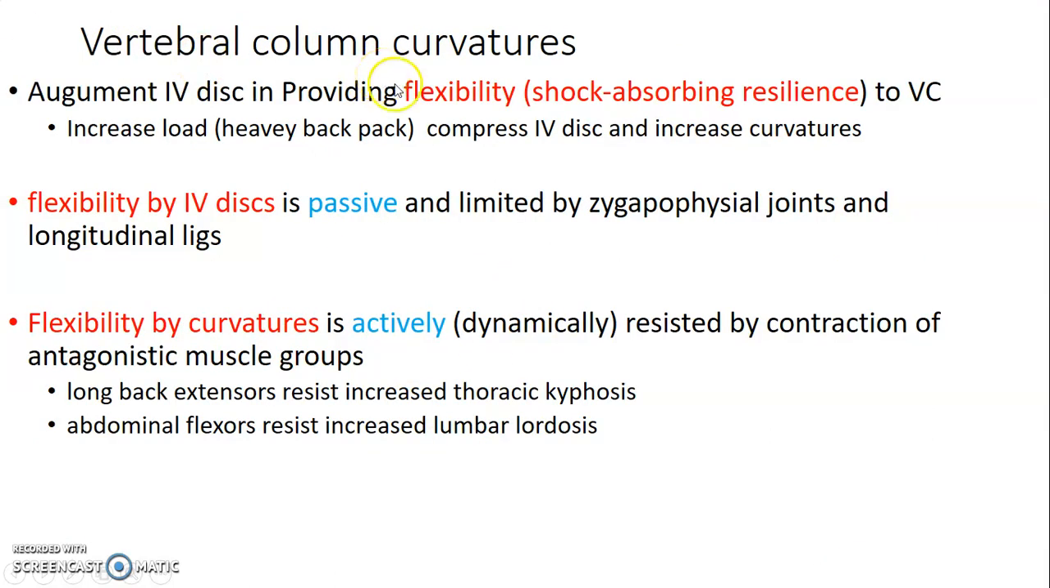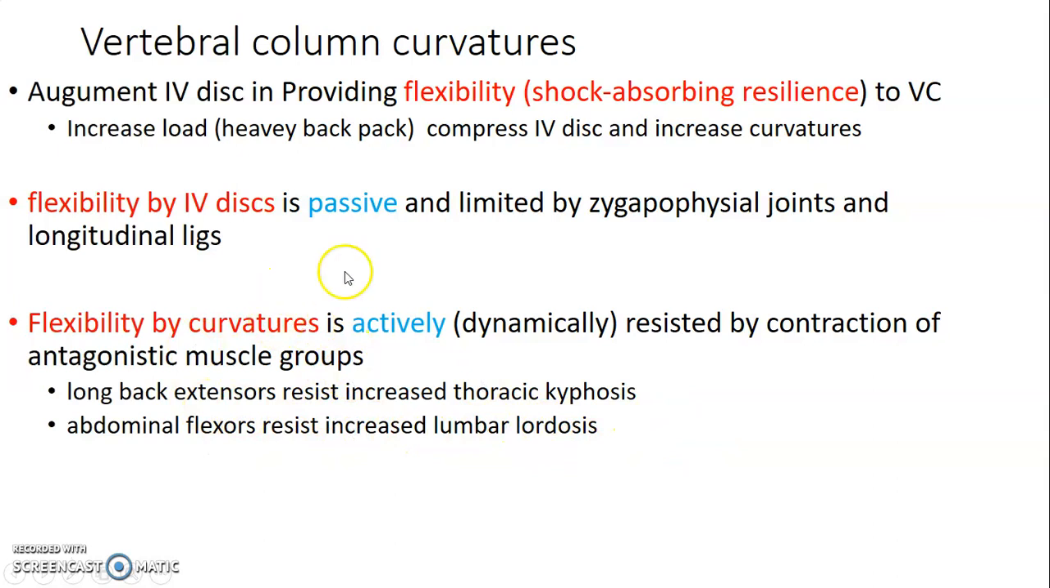So these curvatures give the vertebral column flexibility and resilience to allow shock absorption. And this flexibility of IV discs is passive, while the flexibility of the curvatures is active. Why? The flexibility of the IV disc is limited by the zygapophyseal joint and longitudinal ligament, while the flexibility of the curvatures is usually dynamic. It's active and dynamic, so it's resisted by contraction of antagonistic muscle. So the long back extensors resist increased thoracic kyphosis, while abdominal flexors help to resist increased lumbar lordosis.